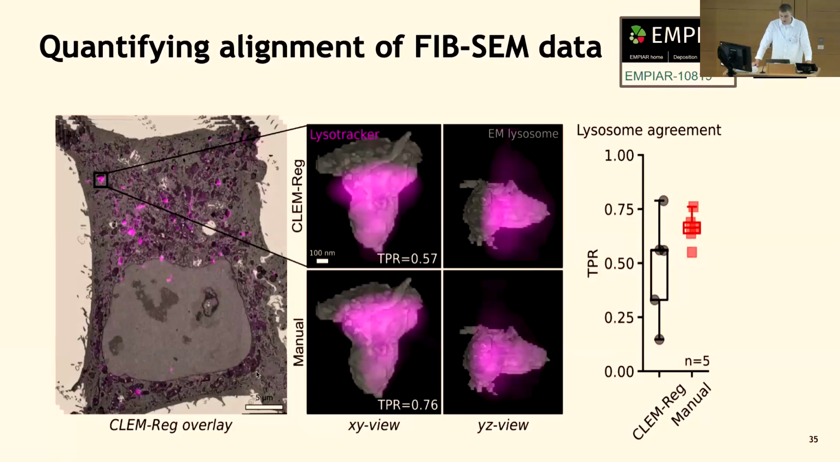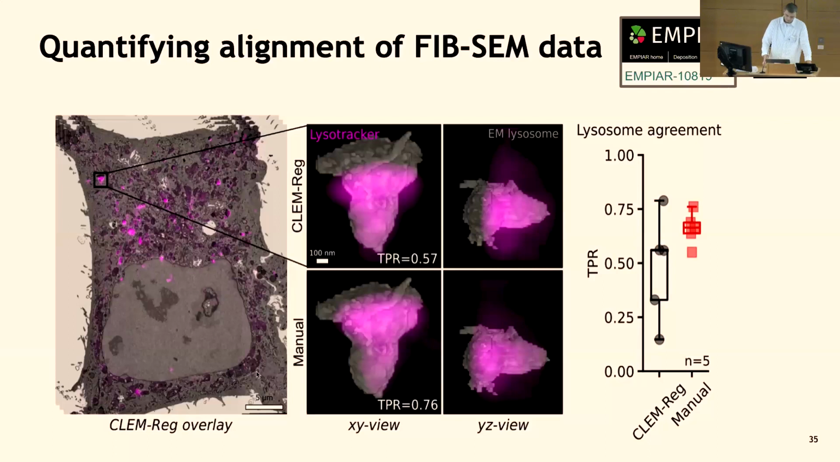And in this data set, which you can check out on the EMPIAR ID at the top right, we've manually segmented 5 lysosomes in the electron microscopy and measured the TPR again between the same lysosomes in the fluorescence microscopy. We see that one of the lysosomes aligned using CLEM-Reg was actually better than the same one using the manual technique. But overall, again, generally the manual technique was better with a mean TPR of 0.66, whereas for CLEM-Reg it was 0.48.